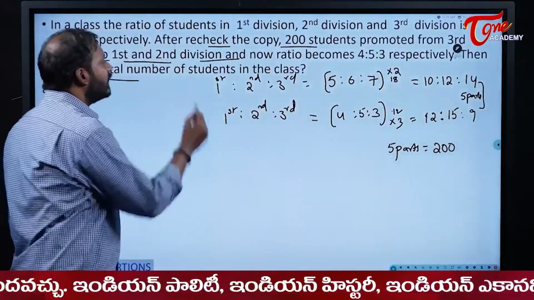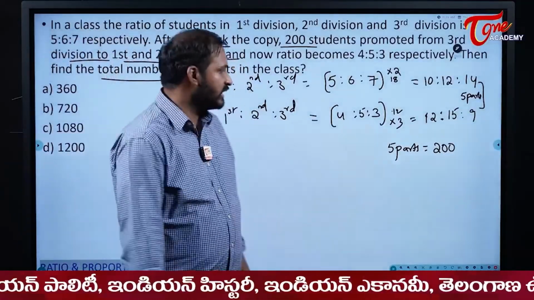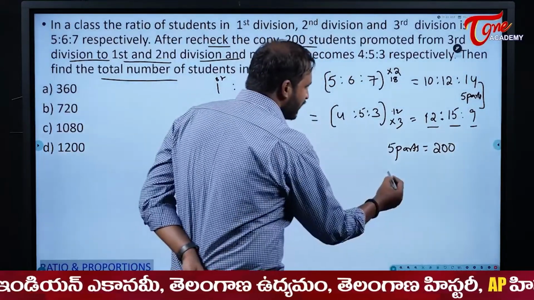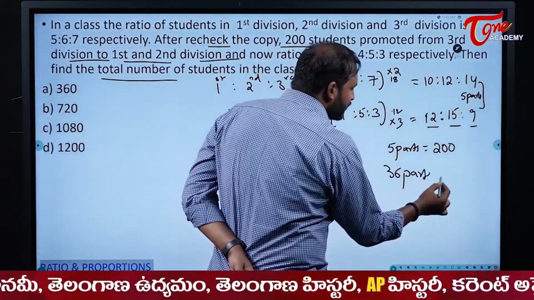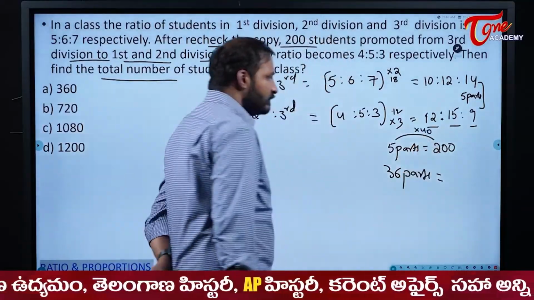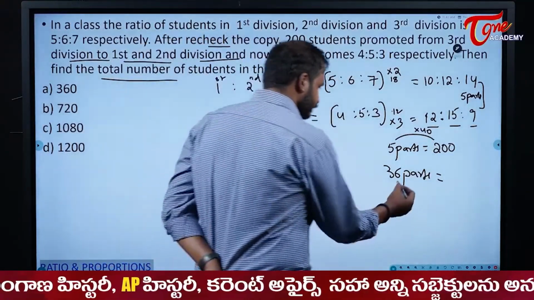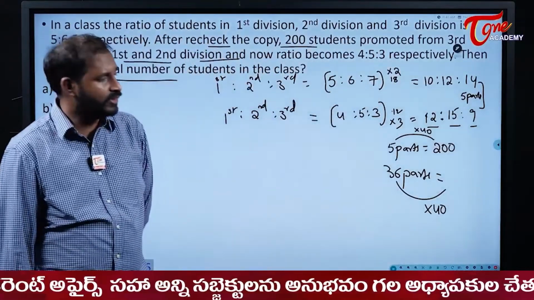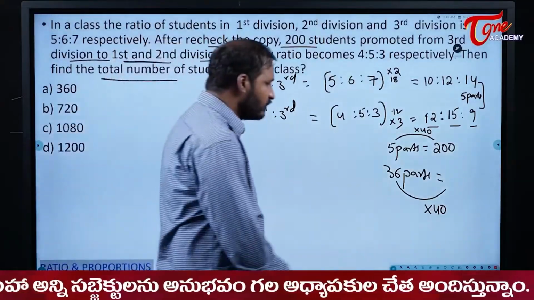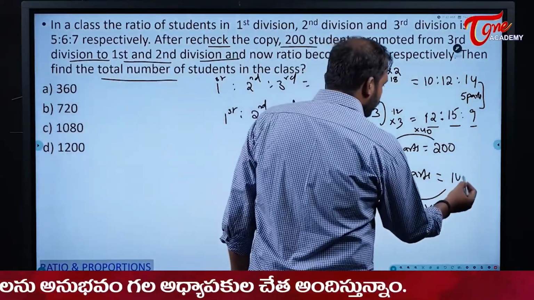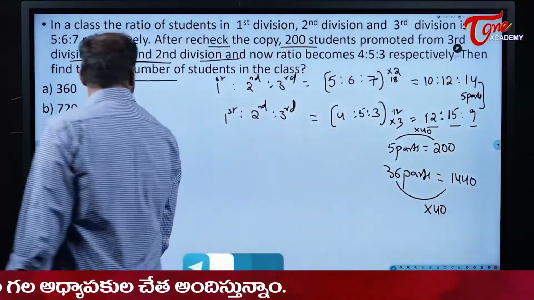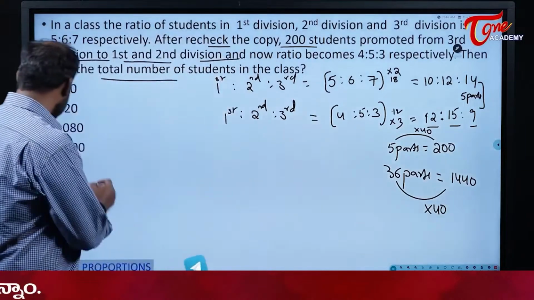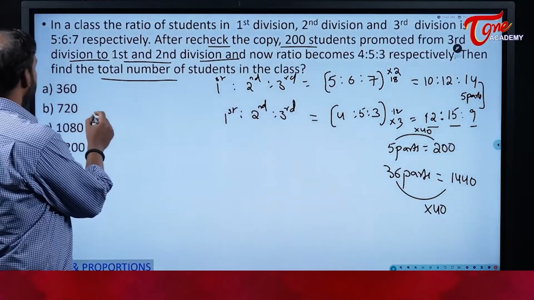They are asking us to find the total number of students in the class. So how many students are there in total? Just now we calculated 36 parts. So 36 parts will become how much? 5 parts is 200, so you will multiply it with 40. 5 40s are 200. Similarly multiply 36 with 40. 36 into 40, 36 fours is 144 and a 0. So the total strength in the class becomes 1440.